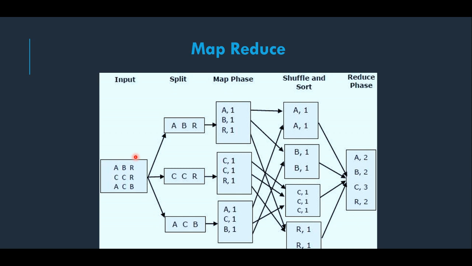MapReduce makes use of two functions, map and reduce. The map function performs sorting and filtering of data and organizing them in the form of groups. Map generates a key value pair based result, which is later on processed by the reduce method. Reduce takes the output generated by map as input and combines those tuples into a smaller set of tuples.